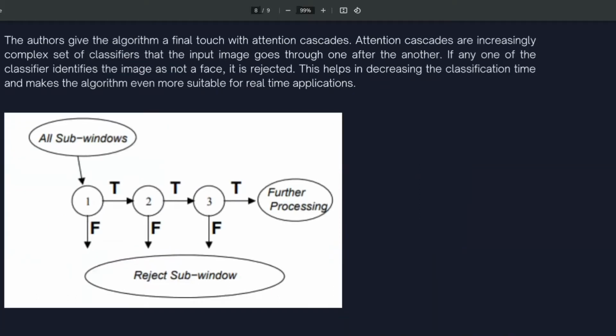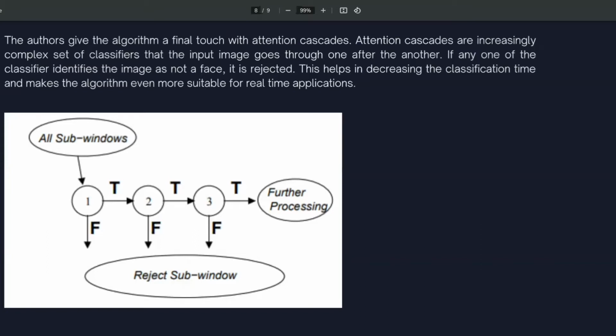So now, if one of the classifiers classifies that sub-window as not having a face, we immediately reject it. So we are no longer doing further processing or further classifications on that window. And now there is a valid question that would come here, which is how can we be so sure that the model will not give false positives?